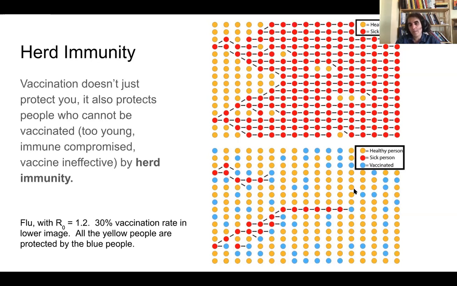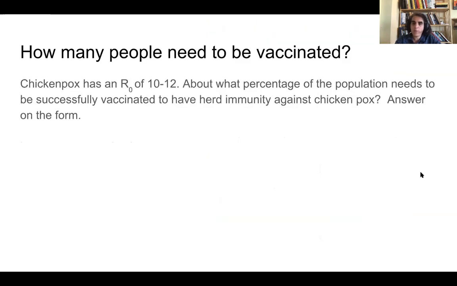I'm spending time on this because I really think it's worth understanding that vaccination protects not just you, but everybody, as long as we can get those vaccination rates up high enough. And so that's our next question. How many people do we need to vaccinate? I've really talked about all the pieces that you need on here, so let's just pull them together.